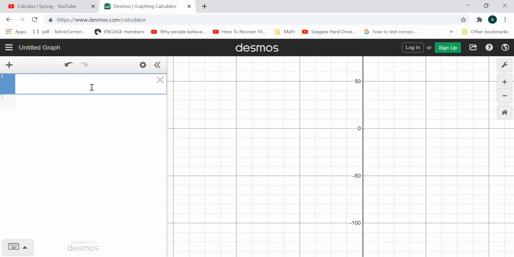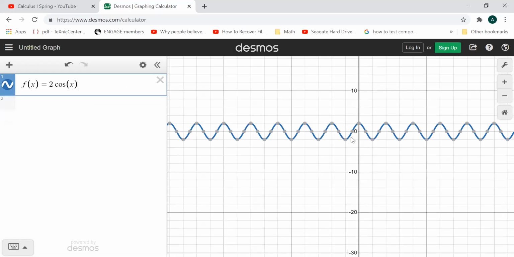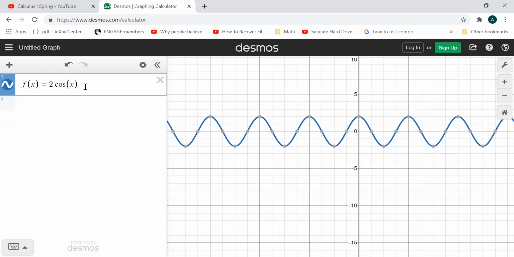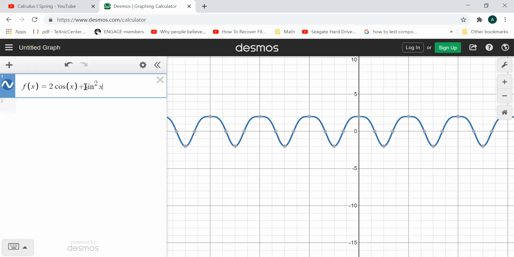All right, so f of x is equal to, I'm going to say x instead of theta, 2 cosine x. All right, so there's cosine x here nicely. It's very much zoomed out, so I zoomed in now, plus sine squared x. All right, so there we go, there's my function.